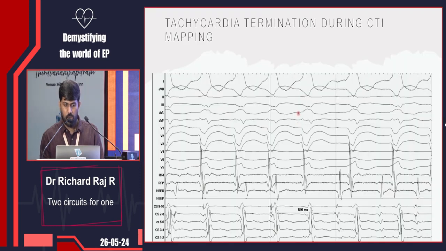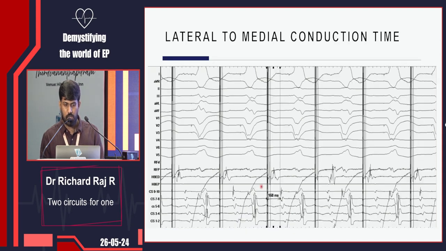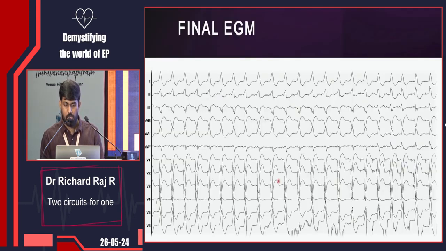And post successful ablation, the sinus cycle length improved back to 856. And to confirm the bidirectional block, we performed the medial to lateral conduction time, which was 164, as well as the lateral to medial conduction time, which was 168. So bidirectional block was confirmed, and this was the final ECG with the sinus rhythm as well as intermittent A-paced rhythm with baseline LBBB morphology.